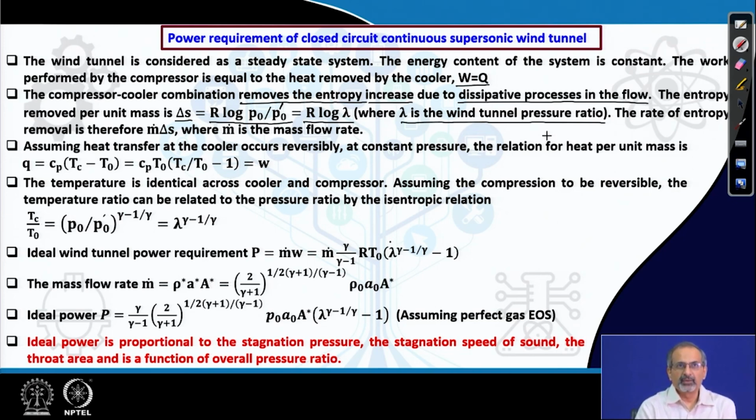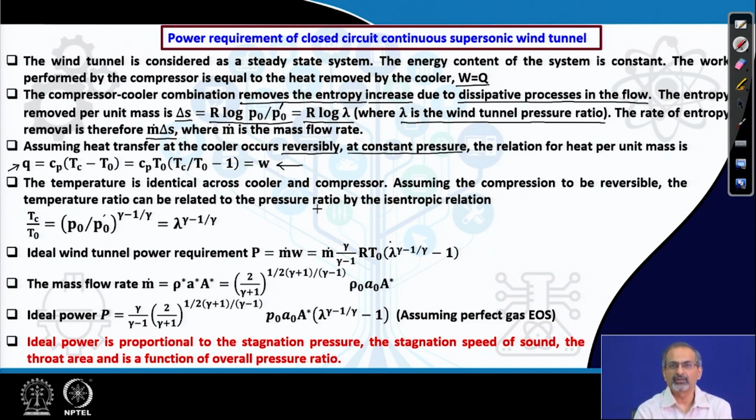And then when you consider the mass flow rate, then you will be able to get m dot times delta S, which is the total entropy removal that has to be taken care of. Assuming that the heat transfer at the cooler occurs reversibly at constant pressure, we can write down the expression per unit mass for the rate at which the heat has to be removed. That is given by Cp times Tc minus T naught, which is incidentally also equal to small w, again per unit mass. The temperature is identical across the cooler and compressor. If you look at the previous diagram, you will be able to see that.